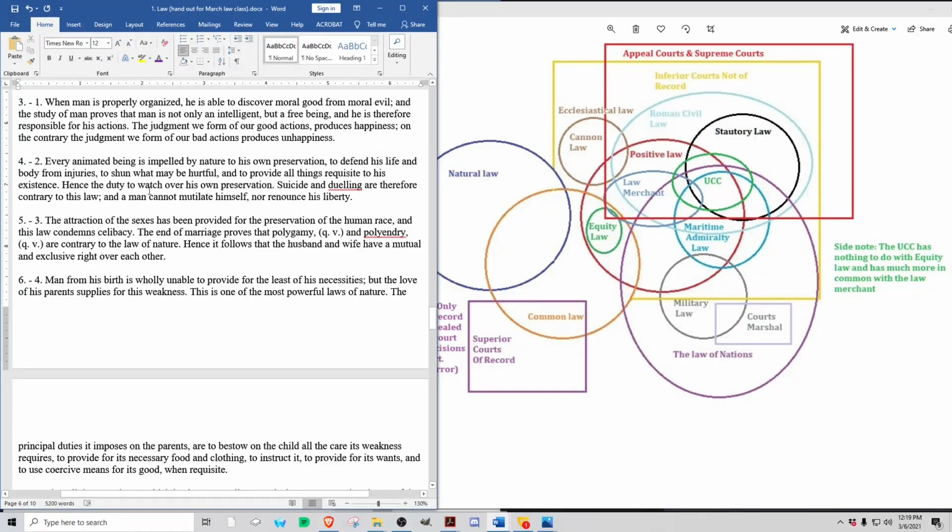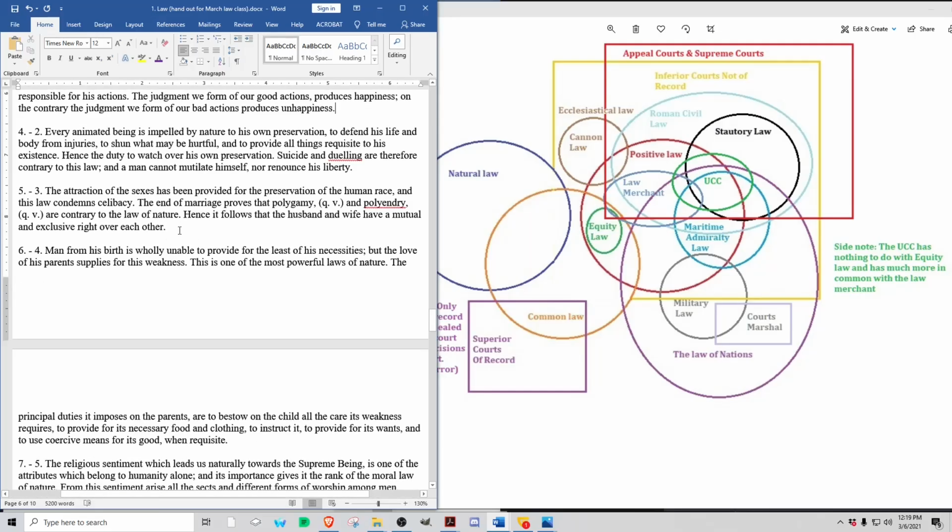So number 5. Or wait, did I finish 4? Oh, no, I didn't finish 4. Okay. So hence the duty to watch over his own preservation. Suicide and dueling are therefore contrary to this law, and a man cannot mutilate himself nor renounce his liberty. Interesting. Nor renounce his liberty. What that literally means is that you can't turn yourself into a slave, and slavery is unlawful. Well, keep entering into contracts over here. Basically what you have done, unknowing to you, is renounce your liberty. But we'll get into how to get rid of that later.